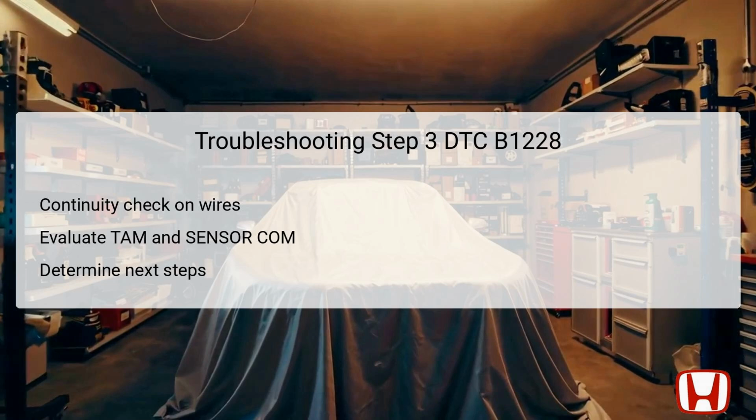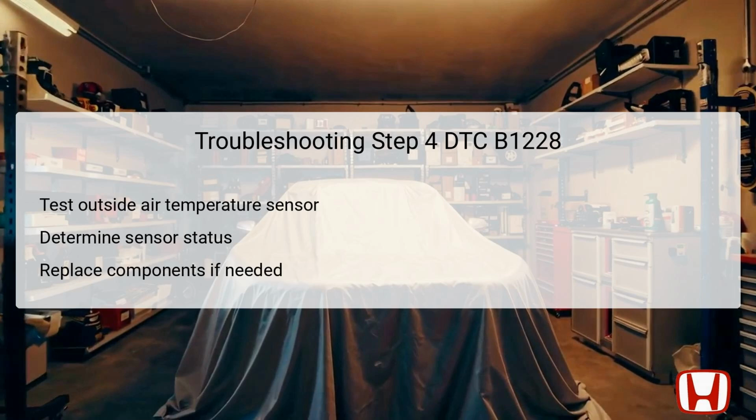Discovering continuity in this instance indicates a short within the TAM wire leading to the sensor COM wire. If a short is identified, repairs must focus on that specific segment of wiring. In contrast, if no continuity is found, it implies that both the TAM and sensor COM wires are functioning correctly, necessitating the next troubleshooting step.